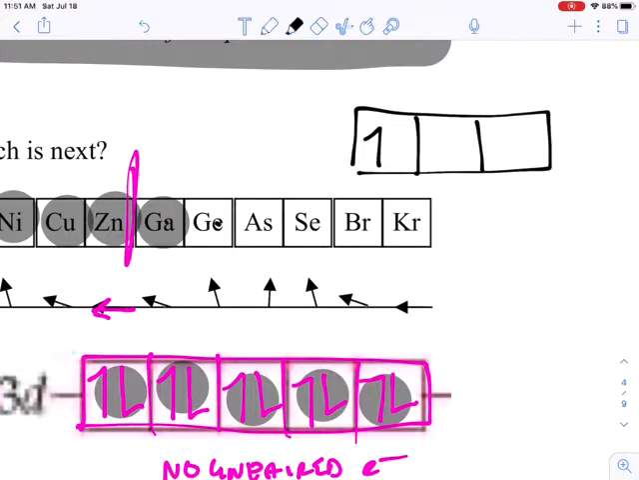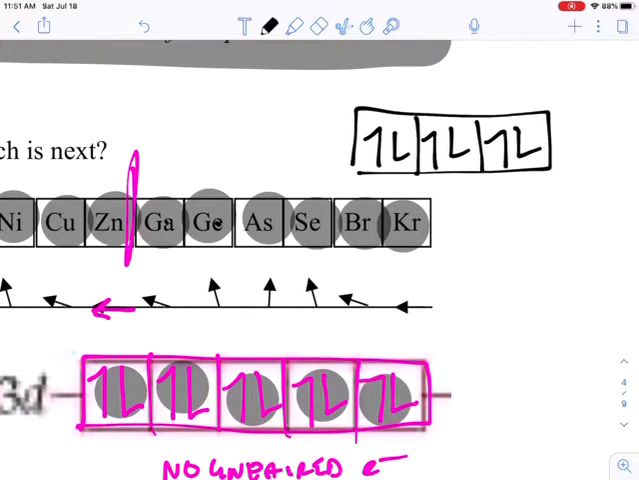And now, here is gallium. I'll put in 1 going up. Here is germanium. I'll put in another going up. Here is arsenic. I'll put in another going up. And now selenium, bromine, and krypton will go down, down, and down, which is why you see the magnetism start slight, go a little higher, go a little higher.